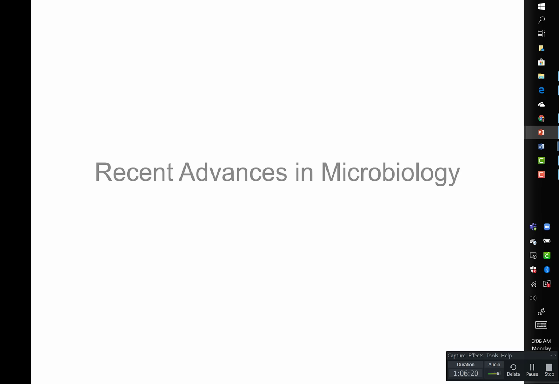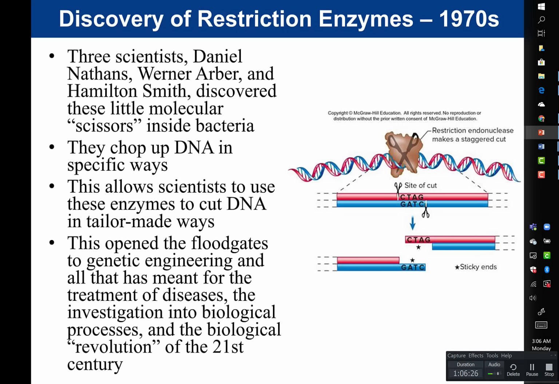And so lastly, we're going to talk about recent advances in microbiology. So in the 1970s, we had the discovery of restriction enzymes. And so 3 scientists were the ones that are credited with the discovery of restriction enzymes. We have Daniel Nathans, we have Werner Arber, and Hamilton Smith. And they discovered these little molecular scissors inside bacteria. And these molecular scissors chop up DNA in very specific ways.